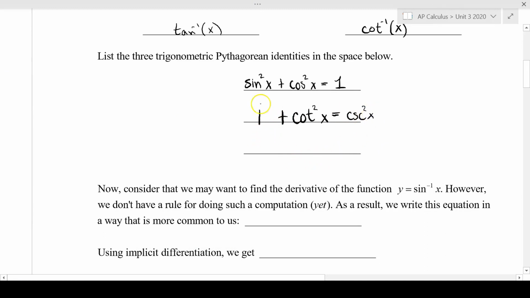So the next thing we'll do is divide everything by cosine squared. Well, sine over cosine is tangent, so sine squared over cosine squared is tangent squared. We're still dividing by cosine squared, so that'll be 1. And if we divide this one by cosine squared, that'll give me secant squared. Okay? So those are your 3 trig identities that you may need and refer back to.